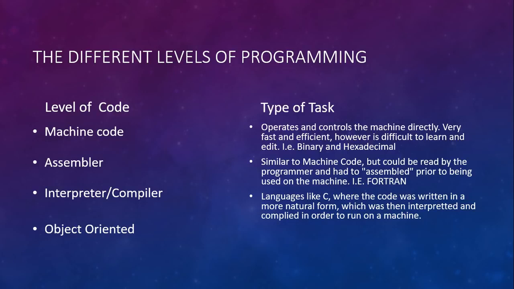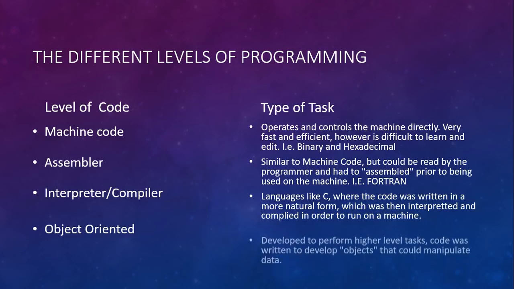Now, the reason why we say interpreter/compiler is because those were two different applications. You had an interpreter, which would interpret the code that you had written from its natural, text-based form into machine code, and then you would have a compiler that would compile that code in order to check it for errors. So very different from object-oriented, which a lot of times is now all integrated into one environment.